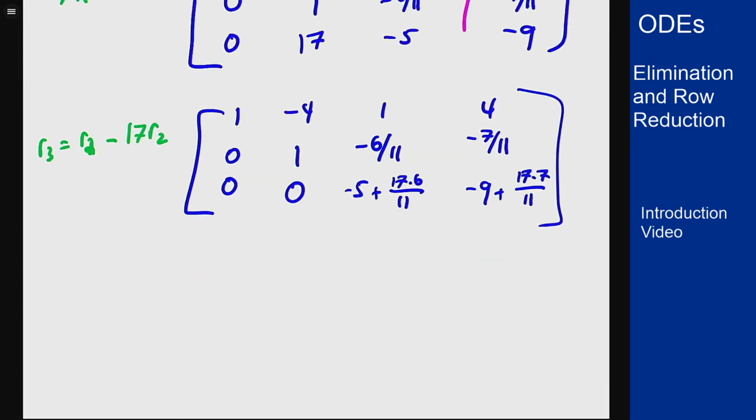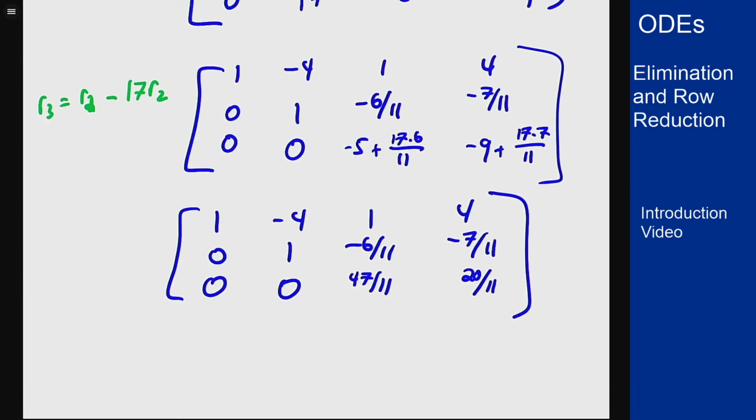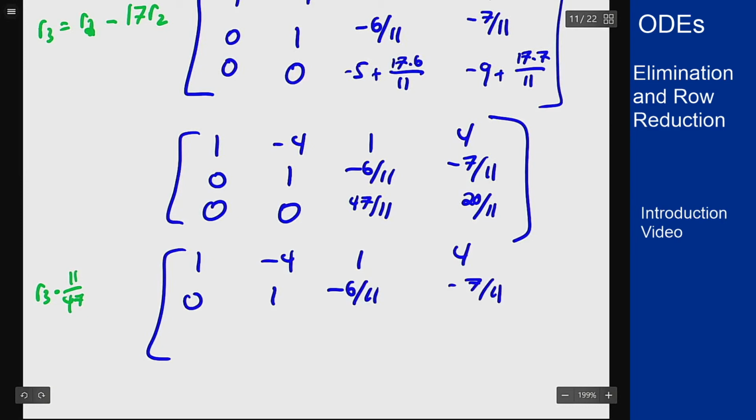We can then combine these expressions here, see what we get. To get that setup, I get a 47 over 11 in the first slot and a 20 over 11 on the right-hand side. And now, to finish this out, to get to actual row echelon form, I want to divide the last row by 47 over 11, because I want to get this leading entry to be a 1. As of now, I've got a 1 and 2 zeros, a 1 and a 0. I need to make this a 1 to then be in row echelon form. So if I do that, R3 times 11 over 47, the top row is the same. The bottom row now becomes a 1 in this spot and a 20 over 47 in the last slot.